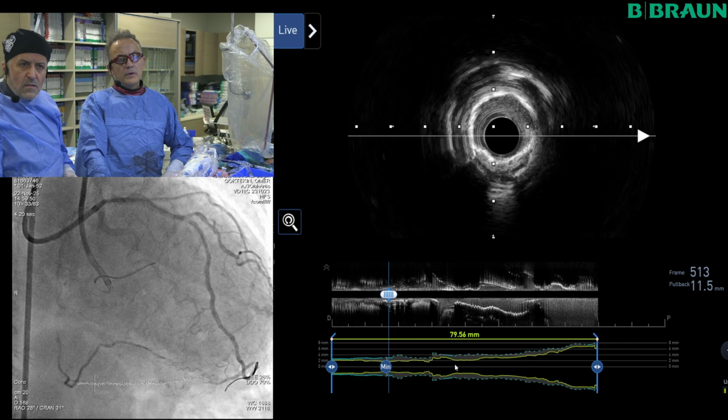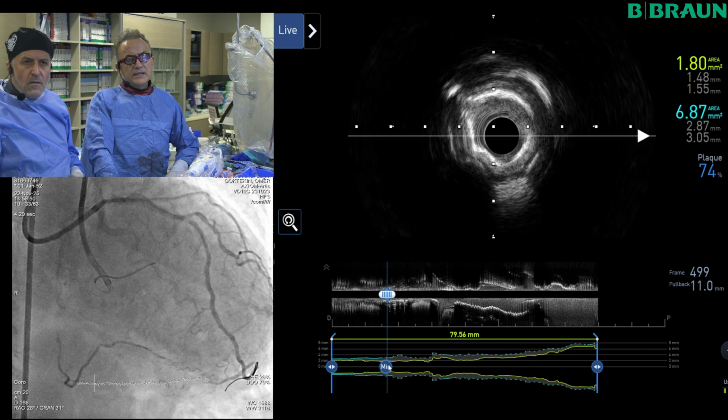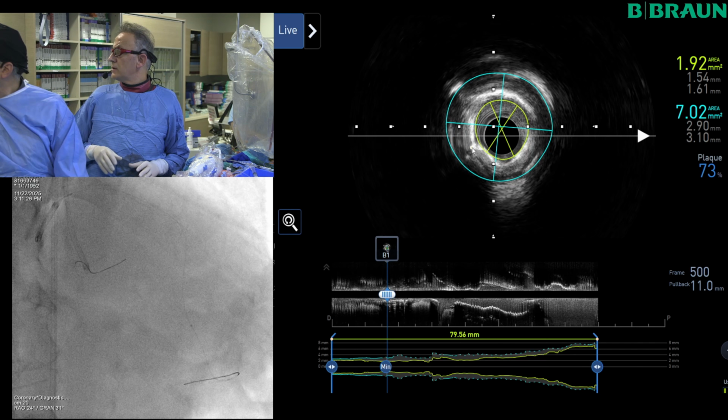Yes, stop, exactly. Stop. Stop. Yeah. So can you measure the area? So it will be 2 millimeters squared.